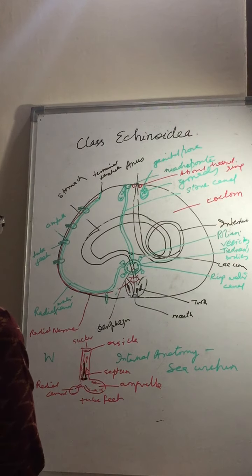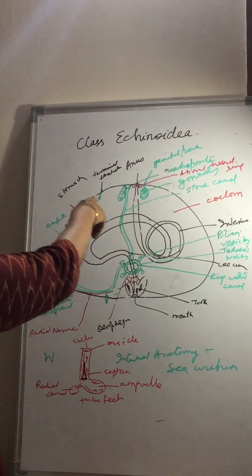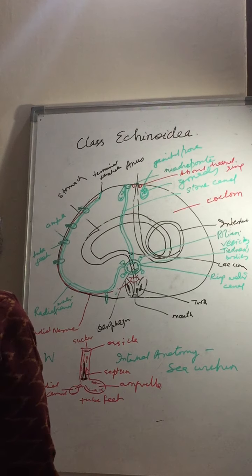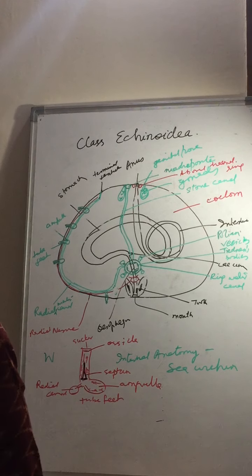So next, this is what I have made in green. Next we come down to the echinoid perihemal system and the hemal system.